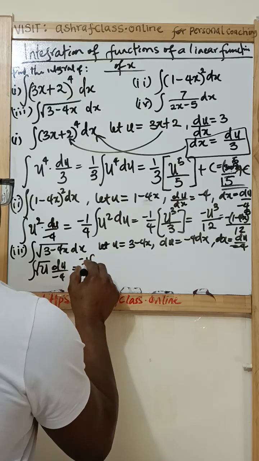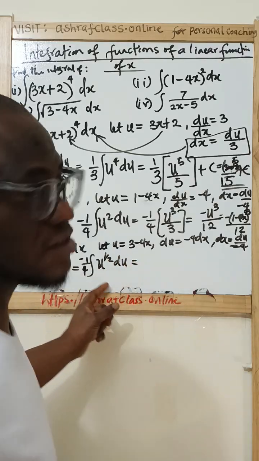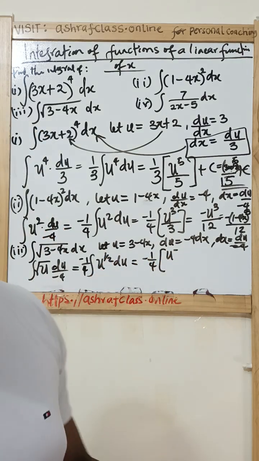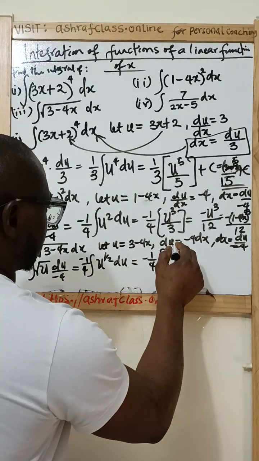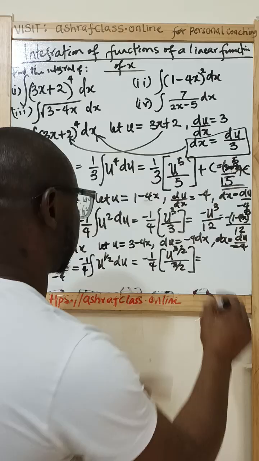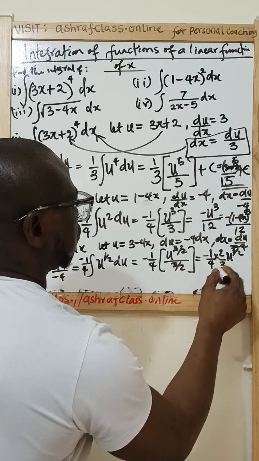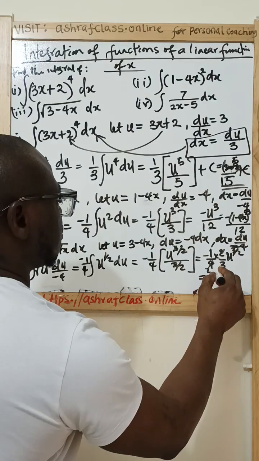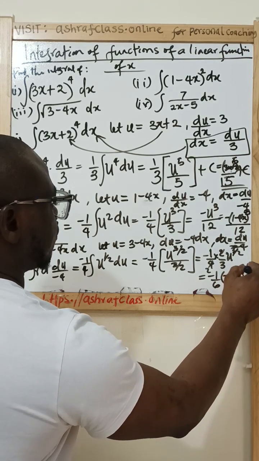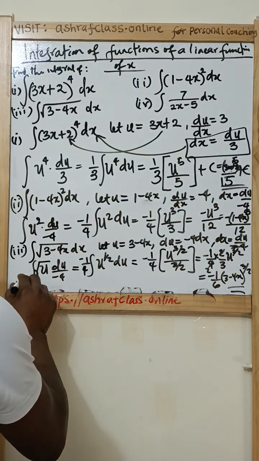So from here, this is going to be the integral of minus 1 over 4 u raised to power half, du. So from here now, this is going to be minus 1 over 4 u raised to power half plus 1, that's 3 over 2, all over 3 over 2. And that's going to be minus 1 over 4 times 2 over 3 u raised to power 3 over 2. So that's going to be minus 1 over 6 times, with u now being 3 minus 4x, raised to power 3 over 2.